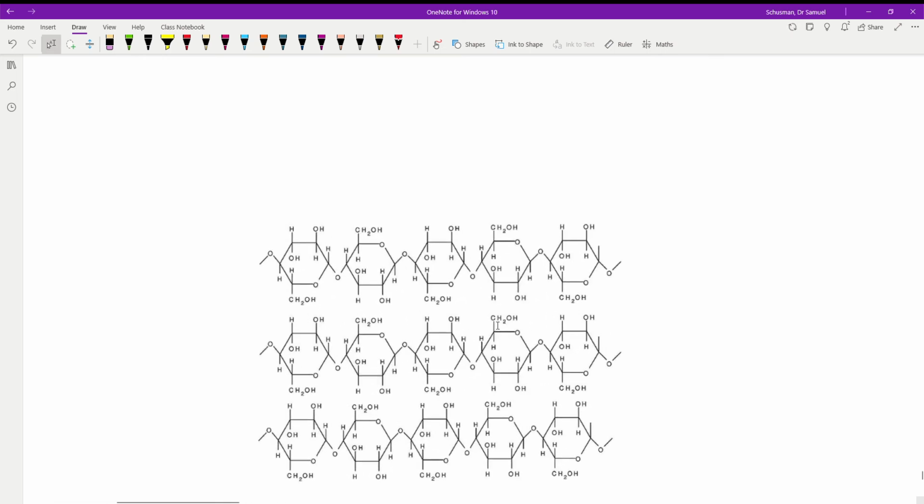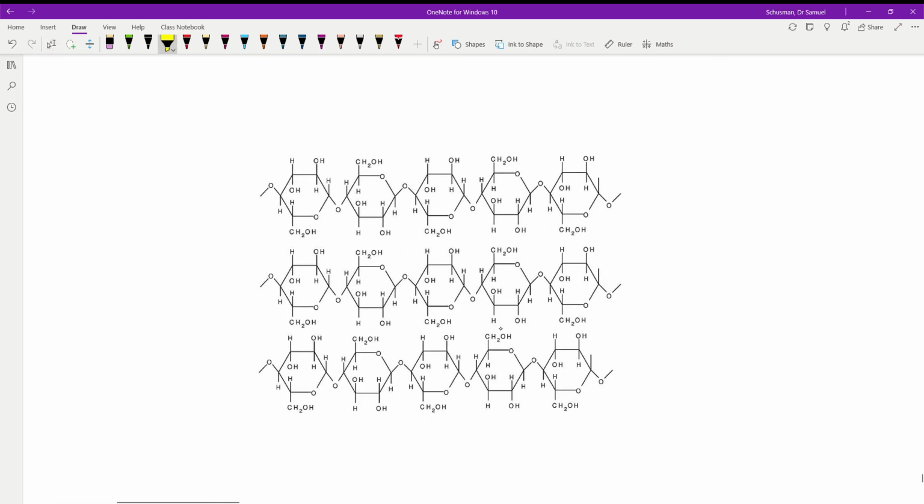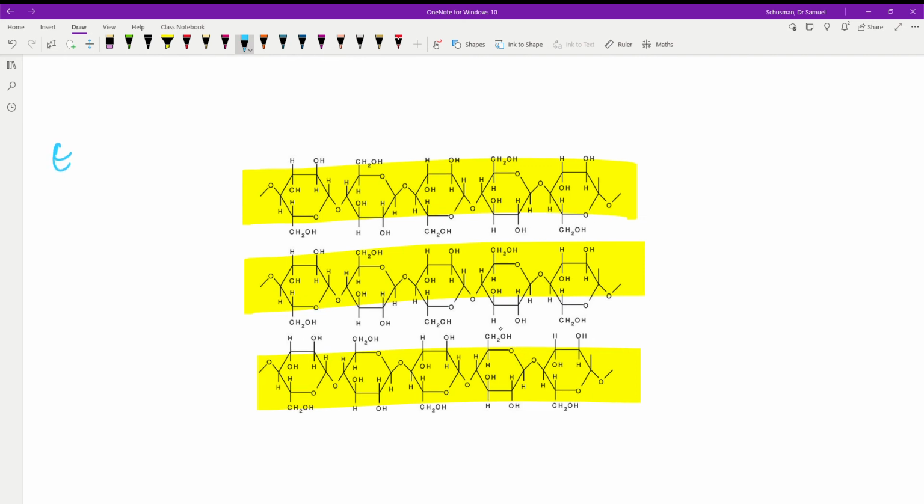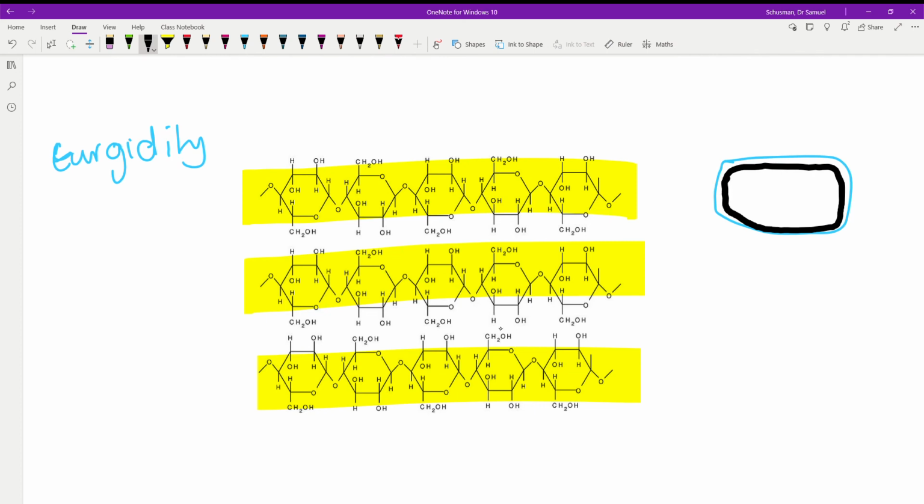If we take this molecule, and if I highlight, that's one chain, that's another chain, and that's another chain. We need cellulose to be exceptionally strong, because it needs to withstand turgidity or turgor pressure, which is that old idea of a cell membrane. If a cell swells with water, the cell membrane is going to push on the cell wall. It can form quite a high pressure, and you need something that's strong to deal with that. And the idea is these chains, or fibrils as they're known, can come together via hydrogen bonding.